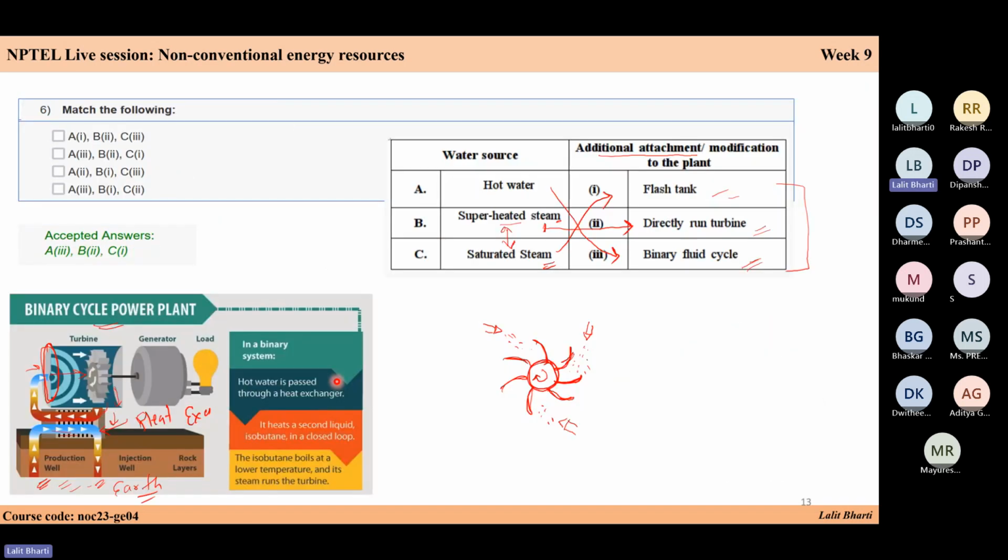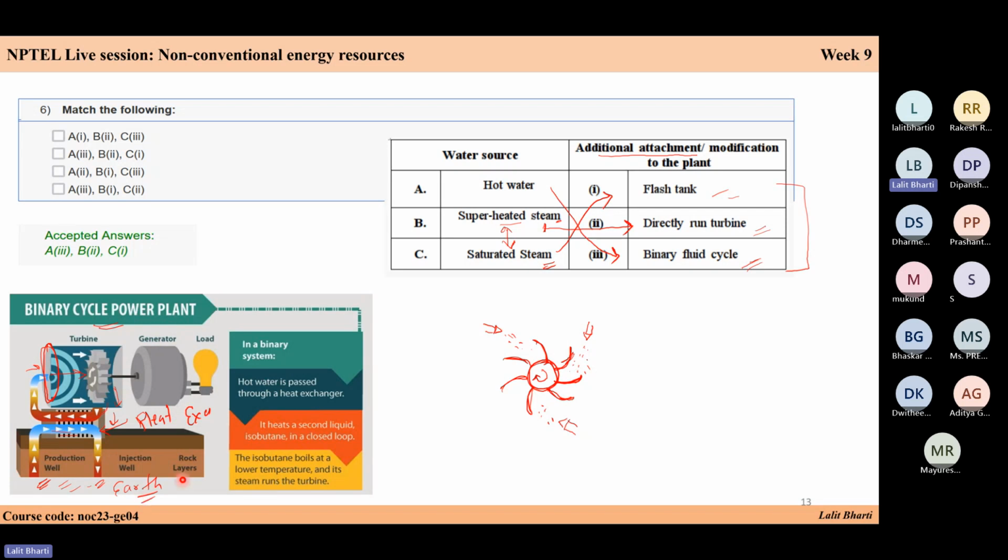Then the next question is, you need to match the following. So we have hot water, superheated steam, saturated steam. Then we have the flash tank, directly run turbine, and binary fluid cycle. So you have a binary cycle for power plants.